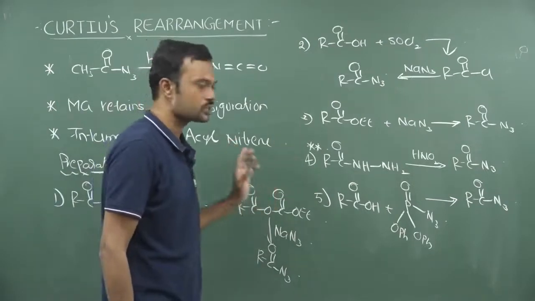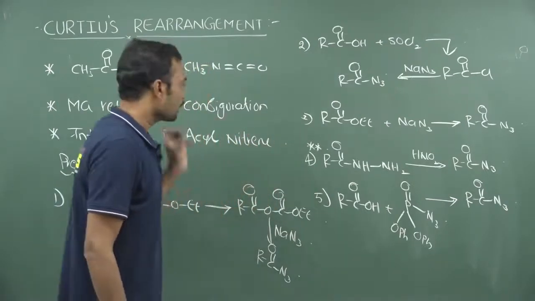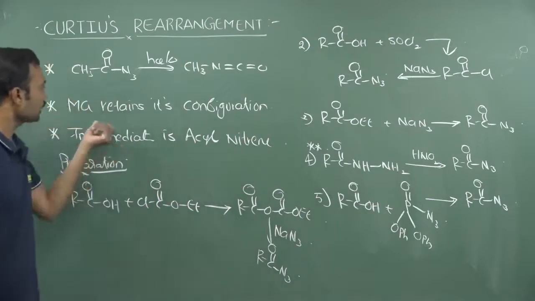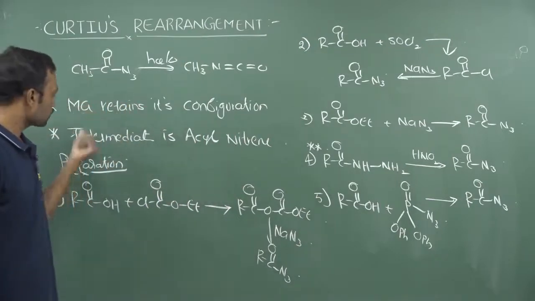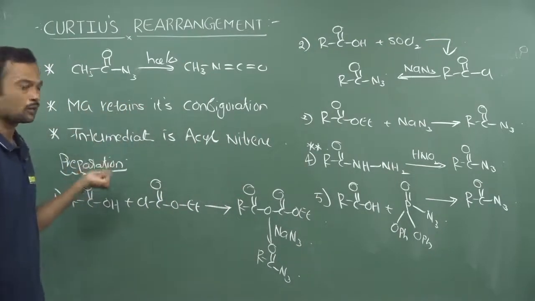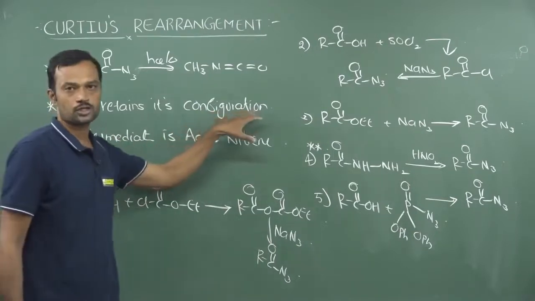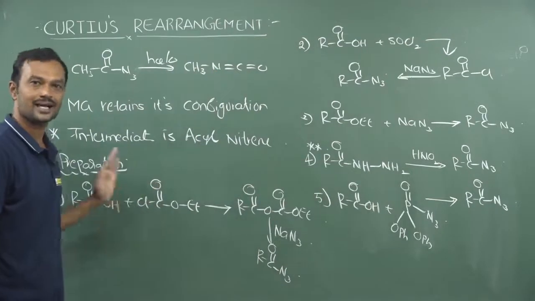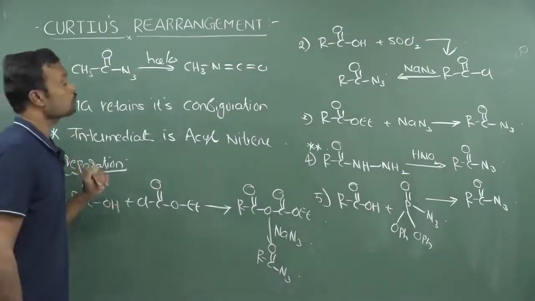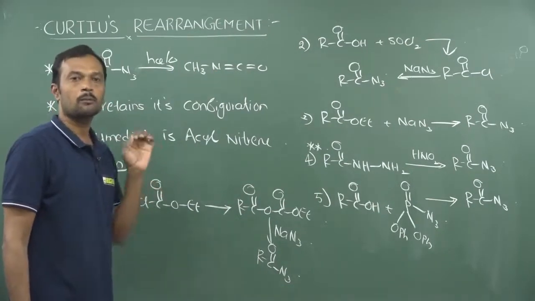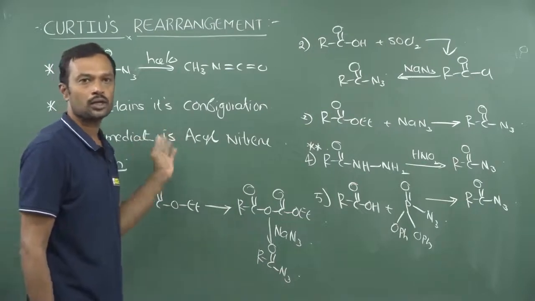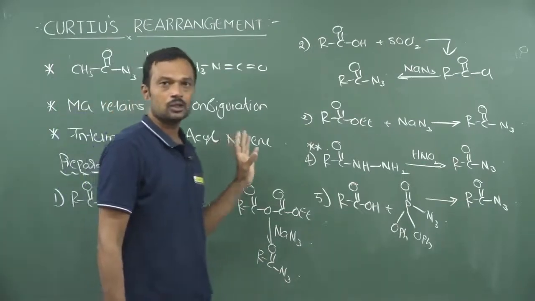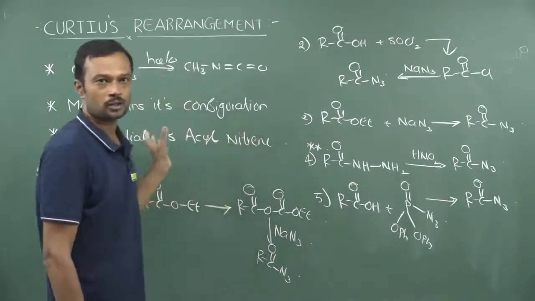These are the preparations of acyl azide, and that is about the Curtius rearrangement. The important thing is migration: whichever group is migrated to the corresponding nitrogen will retain its configuration. The intermediate is nitrene, and these are all the possible preparations of acyl azide. So that is the complete introduction, preparations and mechanism of the Curtius rearrangement. Hope you understand this particular concept.